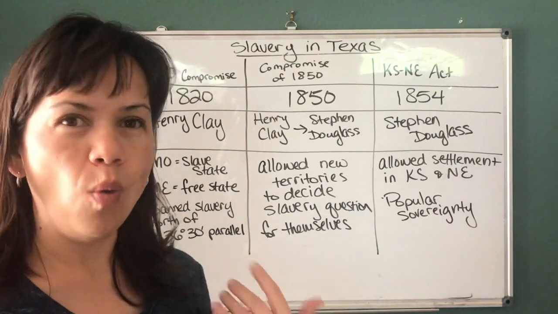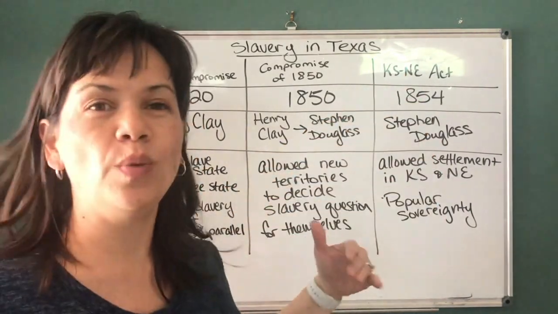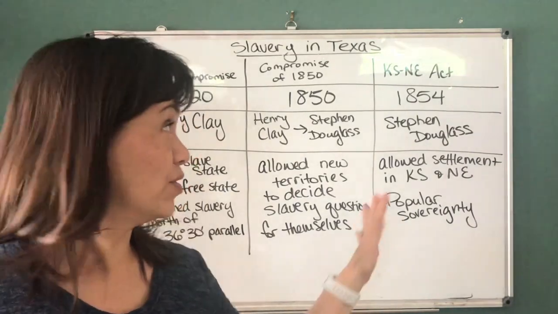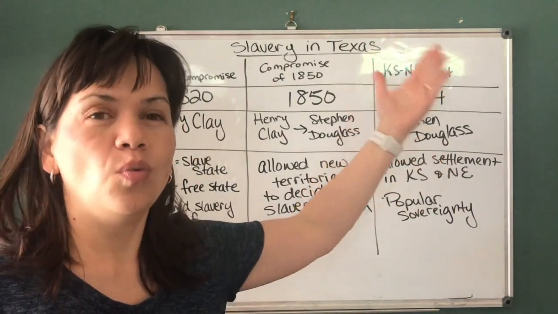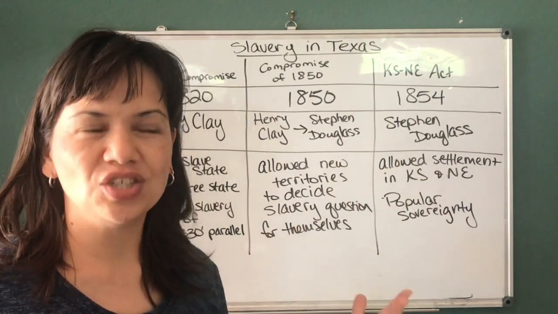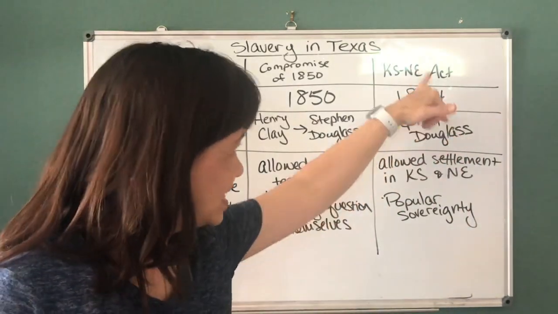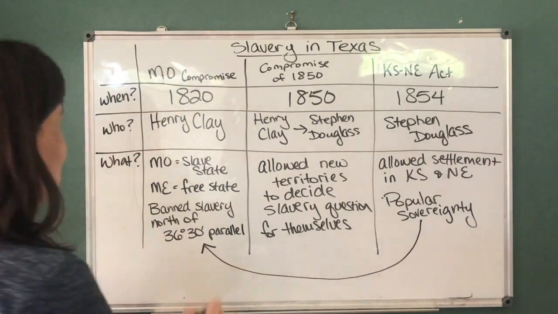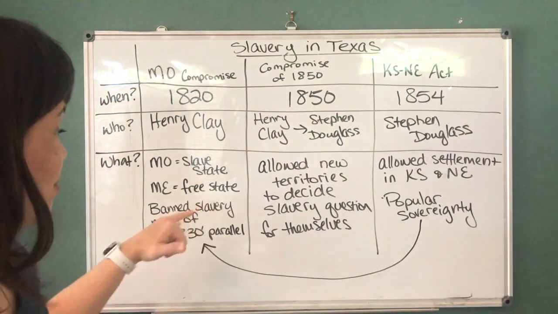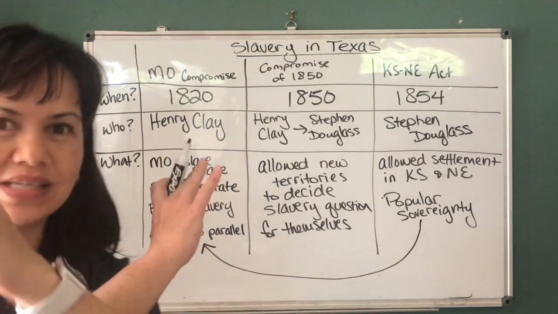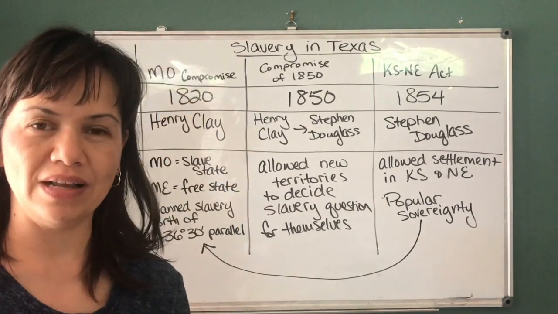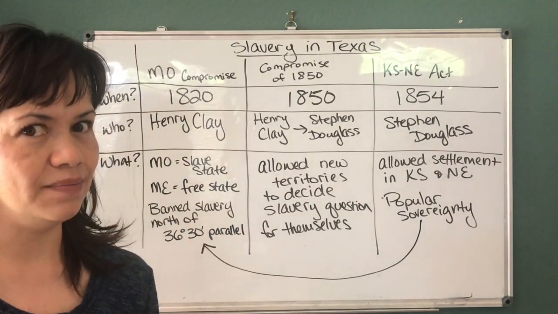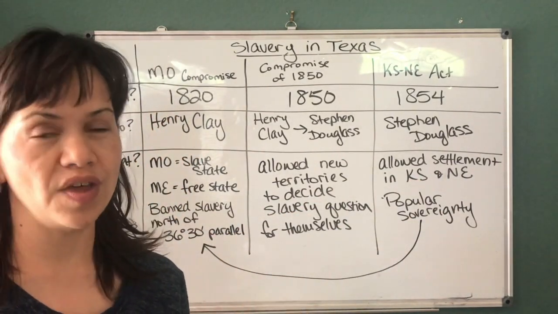And so once this act went through, the Northerners were outraged. The Southerners thought it was great. But why were the Northerners so outraged? Well, because this act essentially undid the Missouri Compromise. Because the Missouri Compromise said no slavery north of the 36°30′ line of latitude. And both Kansas and Nebraska were north of that line. And so this opens the North up to slavery.